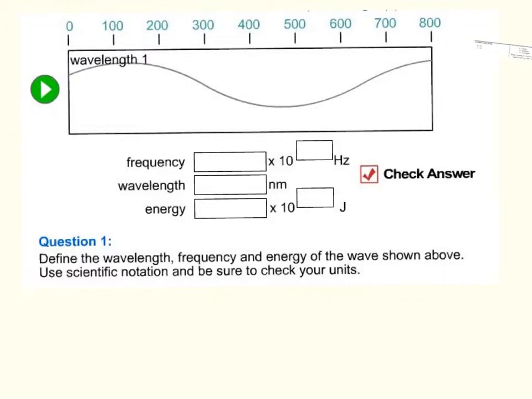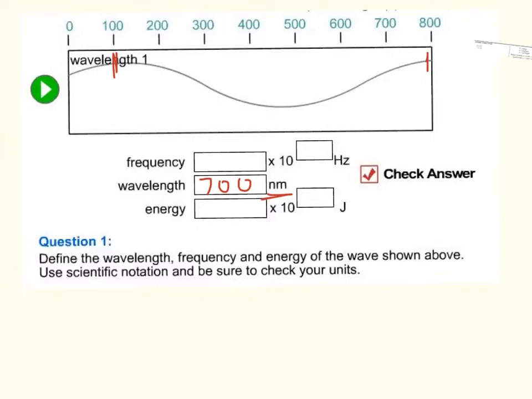Okay, so here we have this problem. We're shown a wave, and we want to define the wavelength, frequency, and energy of the wave shown above. Use scientific notation and be sure to check your units. Okay, so this scale does not show units on it, but I'm assuming wavelength is going to be reported in nanometers because that's what we have here. So we're going to use nanometers. Okay, and if I look at, let's say, crest to crest, 100 to 800, that's going to be 700 nanometers.